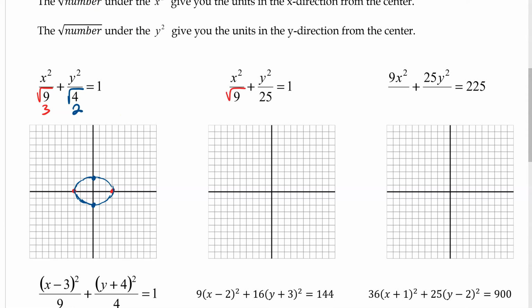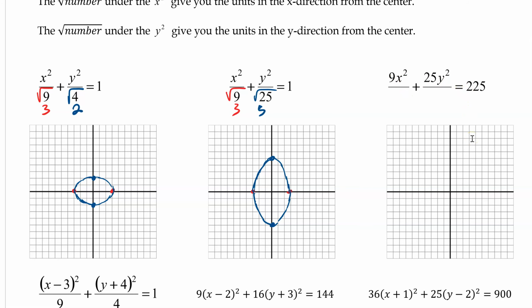So this would also be square root of 9, so 3 left, 3 right. And if I square root the 25, I get 5. So up 5, down 5. And then now you can see my major axis is the y-axis. But that's it. That's how we graph our ellipse. Whatever's the denominator, you square root it, and it'll tell you how far to go up and how far to go down.